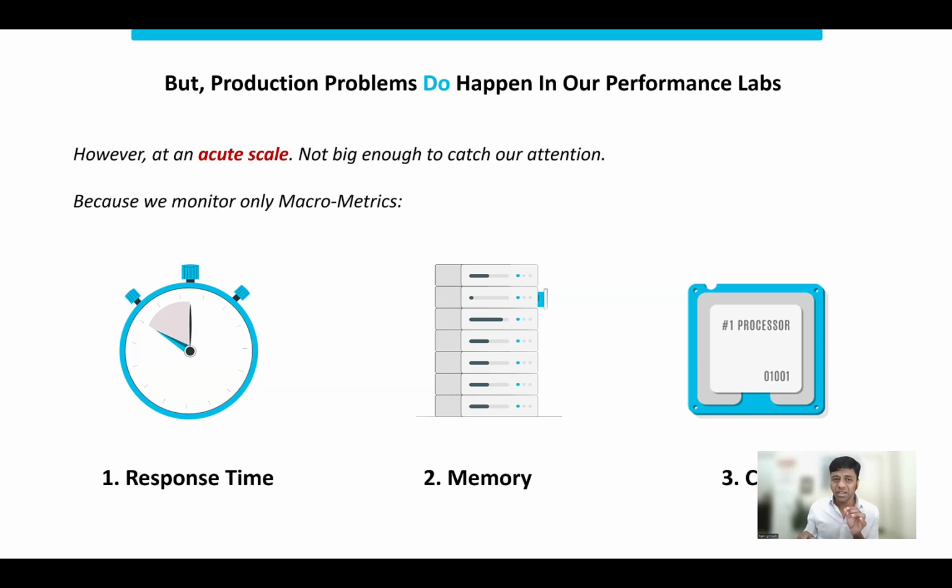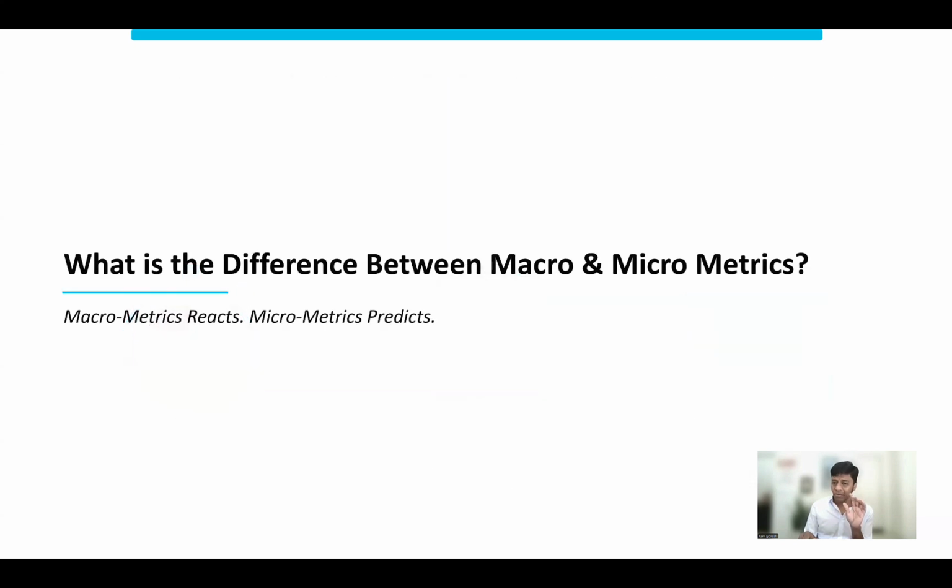But friends, these macro metrics are not good enough to capture the problems which are happening at an acute scale, right? They're not good enough. So let's see. What are micro metrics? How are they different from the macro metrics?